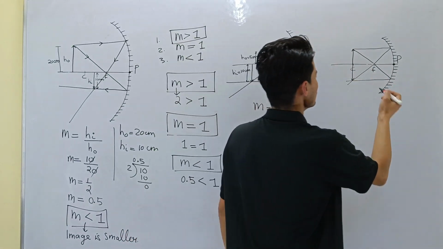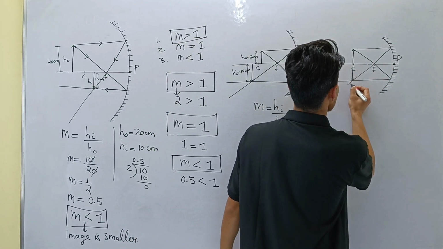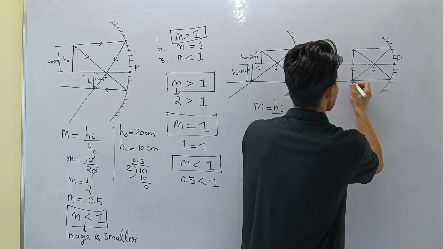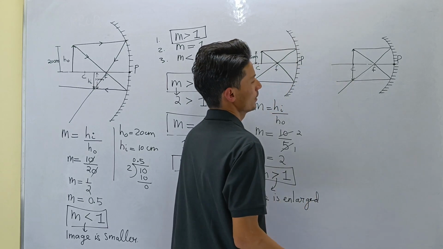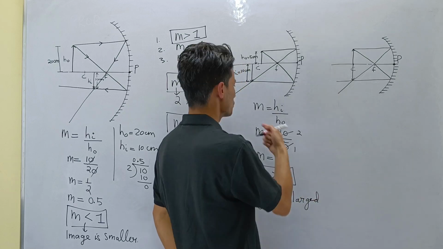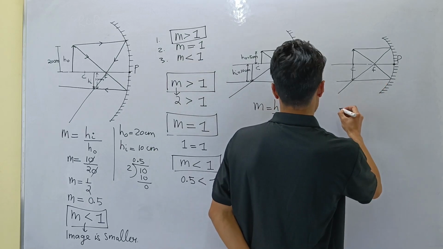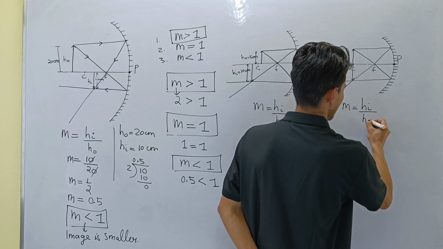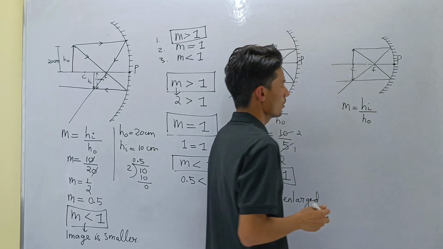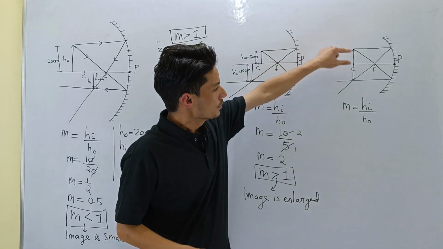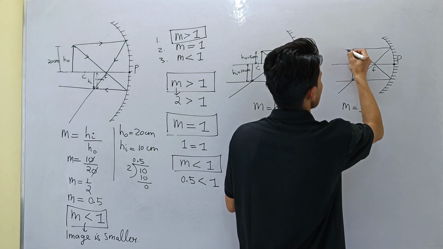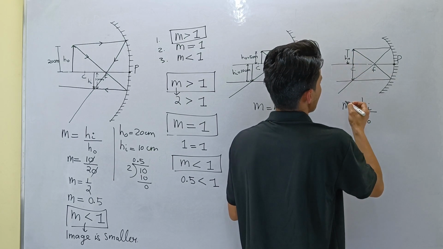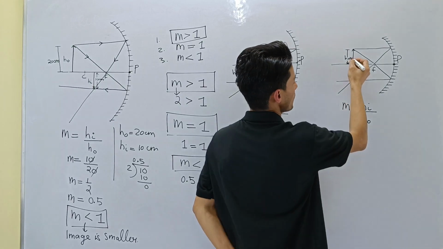Now, let me just draw nicely. All right. Now see, let us do the calculation here. So the M formula is HI by HO. This is HO. Okay, class. Now HO means height of the object. Sorry, HO is height of the object.